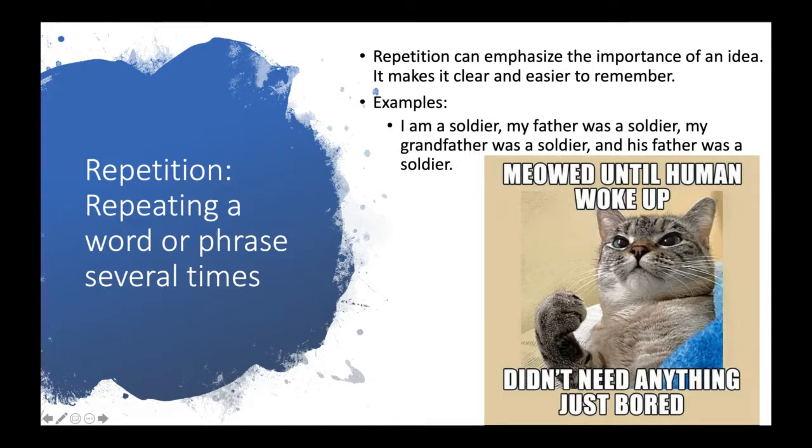Here's an example. I'm a soldier, my father was a soldier, my grandfather was a soldier, and his father was a soldier. The word soldier is emphasized because this speaker is trying to reiterate the fact that being a soldier is something that his family is a part of. Everybody in his family has been a soldier, and he is too.